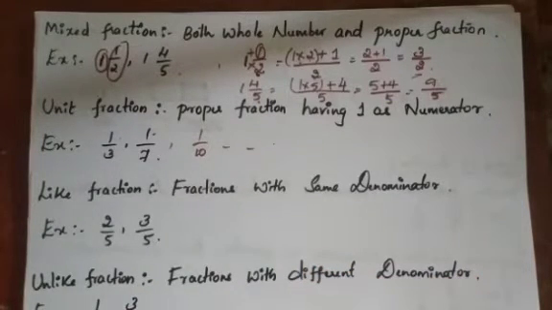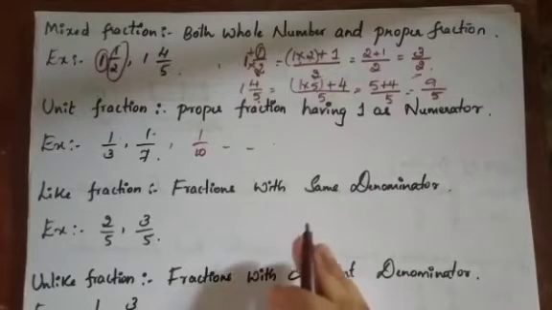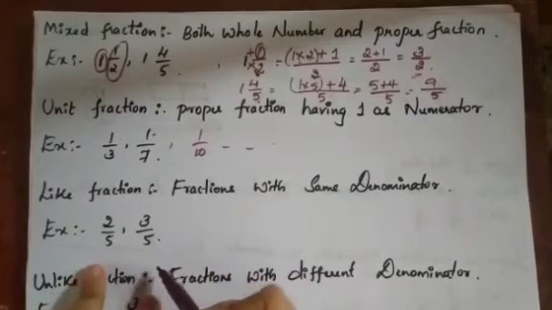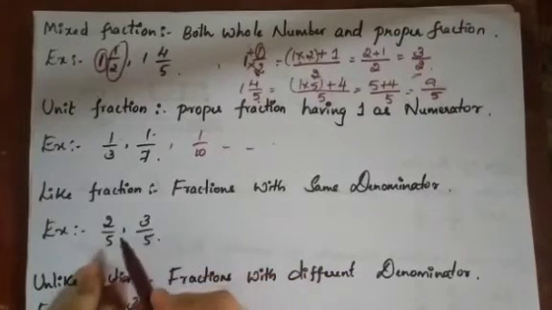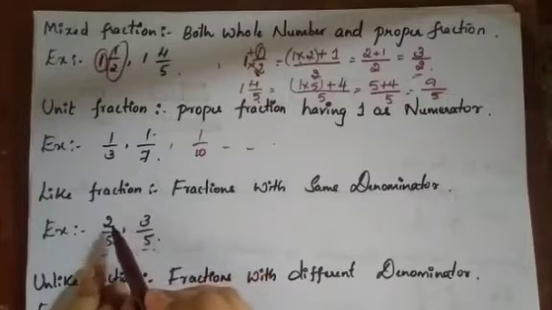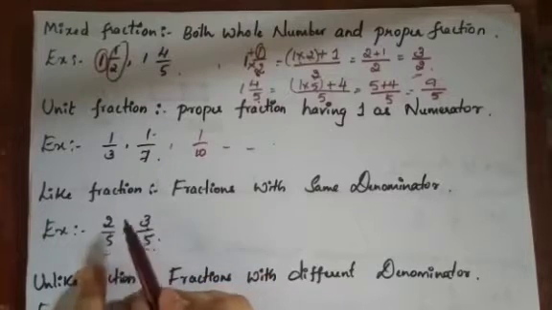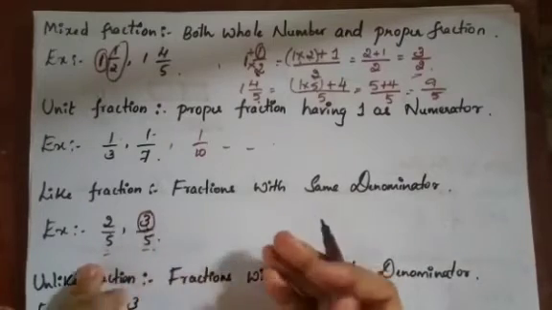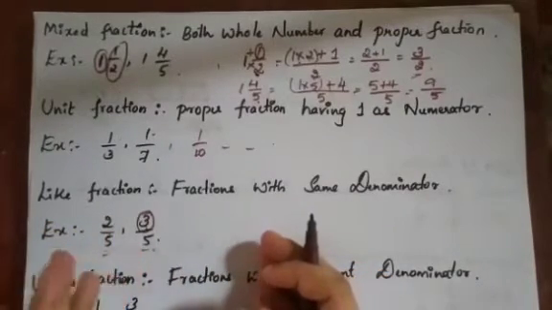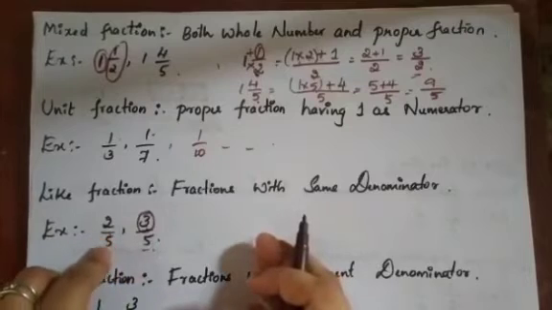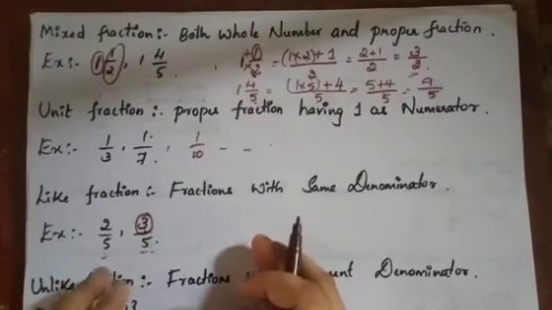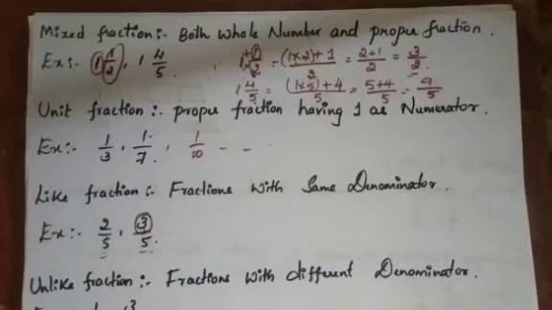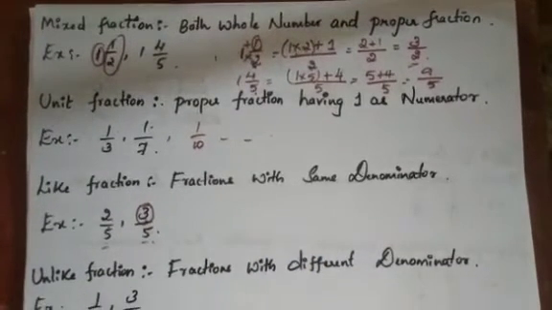Next, like fractions. Like fractions have the same denominator, like 2 by 5 and 3 by 5. In this case, there may be a question of which is greater. Denominators are the same, so if you see the numerator, you can say which is greater. 3 is greater, isn't it? So if they ask which is greater among these two like fractions, you can say 3 by 5 is the greater number. So this is about like fractions, where the denominator is the same.